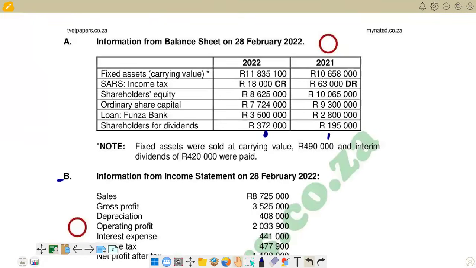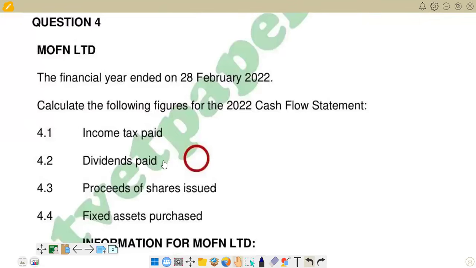If you go back, you'd see that the first part is saying income tax paid. So I'm going to give you the tip in terms of how to prepare the SARS income tax account. That's where we are going to find the income tax paid. Remember, the figure that we are looking for is the actual amount of tax that was paid, not the tax for the period, but the actual amount of tax paid. So this is a calculation on cash basis.